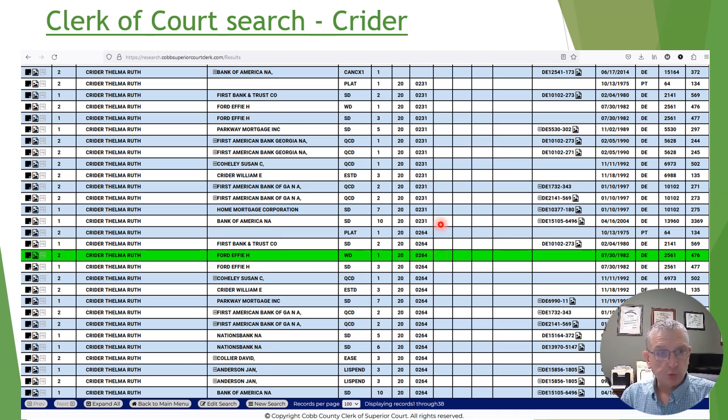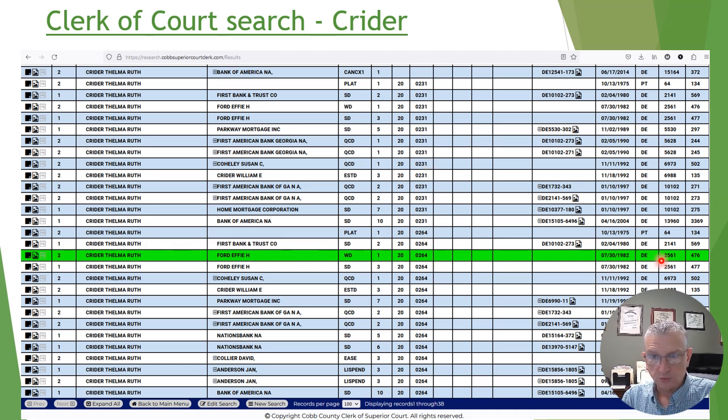As is not unusual, this lady wound up inheriting the property. She got it along with her husband, and they financed it. That's what all this is. This is not the chain of title. Notice that these are not in chronological order, or it might be close to a chain of title. But this is everything that pulled up in 231 and 264.